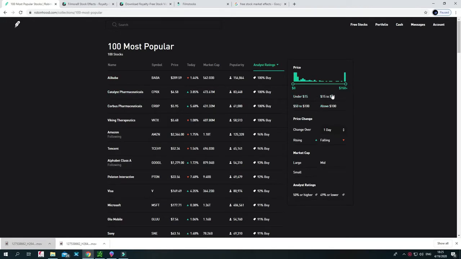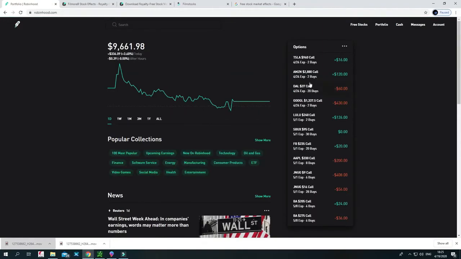You can also do searches here for stocks under certain prices, price change over a day or 5-day or month, rising or falling, market cap. You can change all these to your preference to scan. This is pretty much a scanner. So we're going to go back home, and we're going to look at this tab here now.